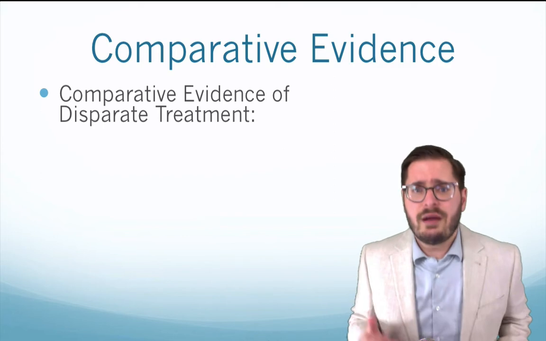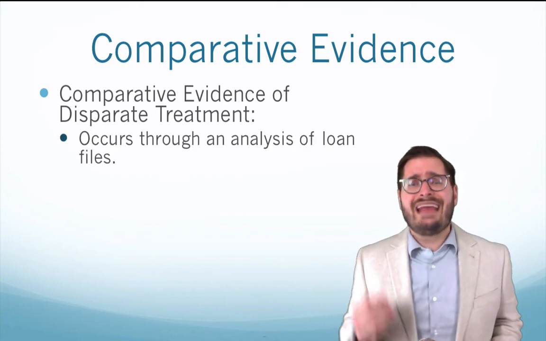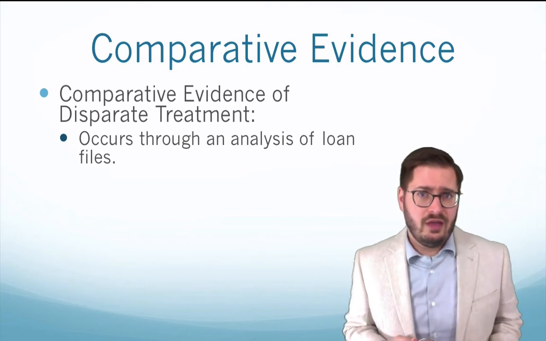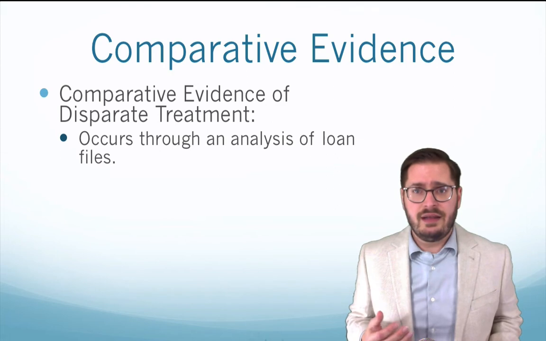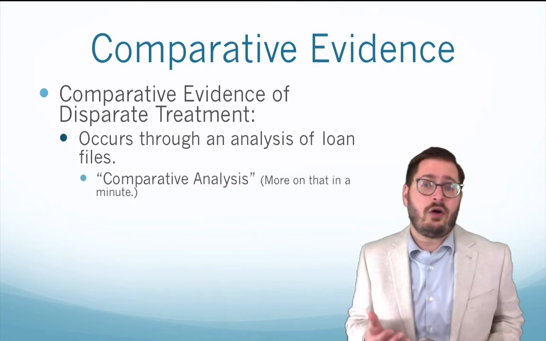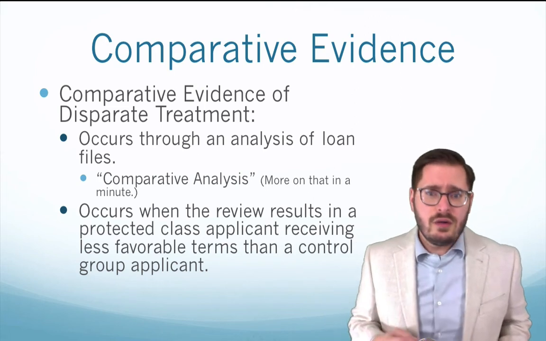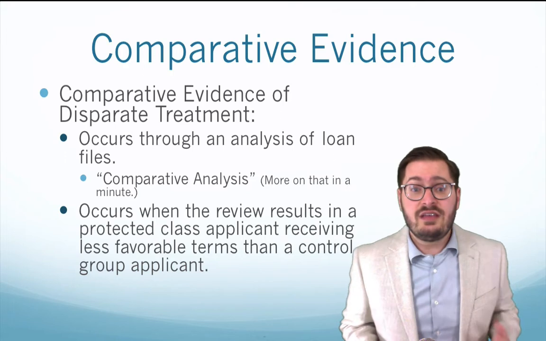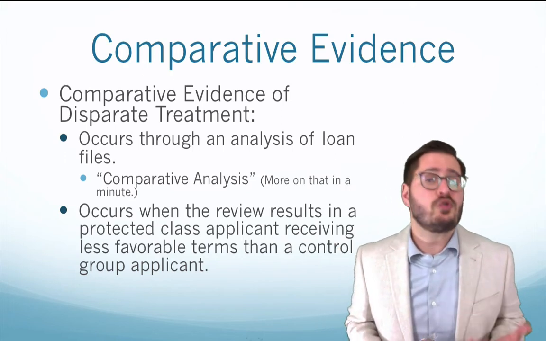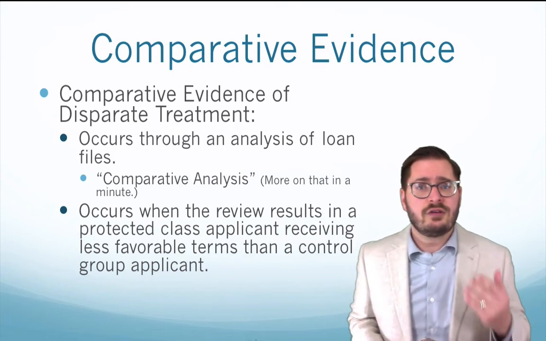Now, what is comparative evidence of disparate treatment? Well, it occurs through an analysis of loan files. That's how we discover comparative evidence of disparate treatment. It's through an analysis, and this analysis is called a comparative analysis. This occurs when the review or the analysis results in a protected class applicant receiving less favorable terms than a control group applicant. So that's the bottom line: when the terms are not consistent.